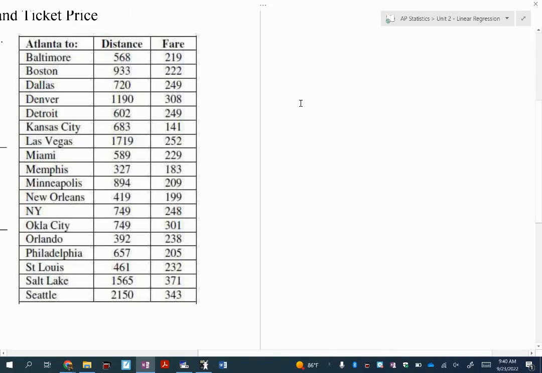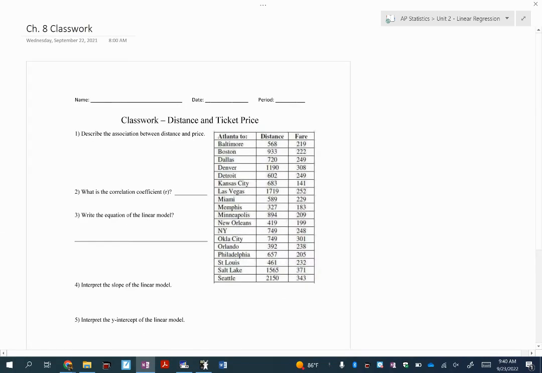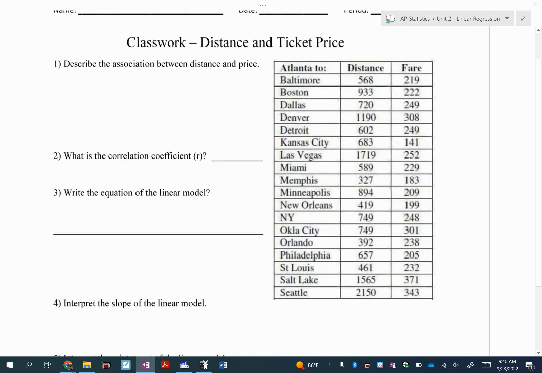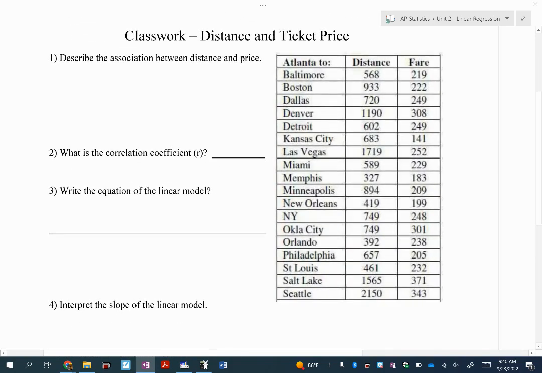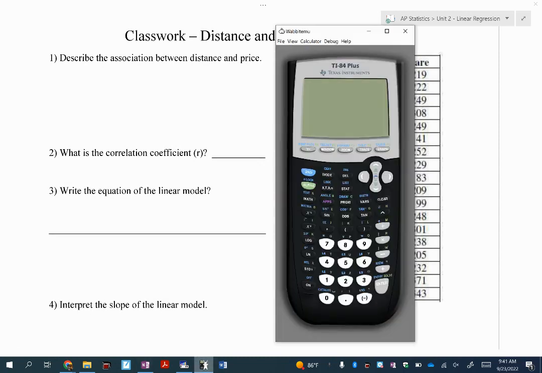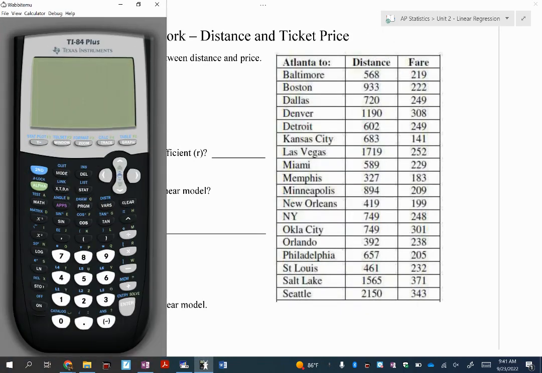Let's get started with this example on examining the relationship between the distance and the price of these airline flights. All right, so the first thing I took the time to do was to type it in. Look at that, it's already gone. Let's turn the calculator back on.